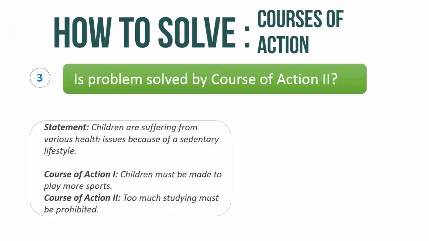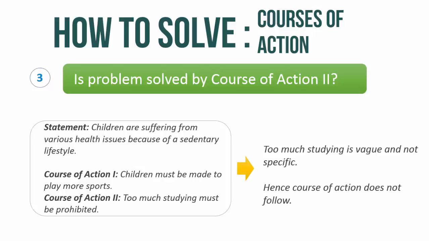Step 3, we do the same for the second course of action. Second course of action says, too much studying must be prohibited. Too much studying is very vague and it's not specific. It doesn't tell you anything definite. Hence, it's a very bad decision. It's a very bad course of action to follow. Therefore, this course of action does not follow. Additionally, there is no link between too much studying and having a sedentary lifestyle. Whether reducing the amount of studying is going to result in the children not sitting in one place, whether it's actually going to result in them getting up and moving about, that is not known. Hence, this course of action does not logically follow the statement.